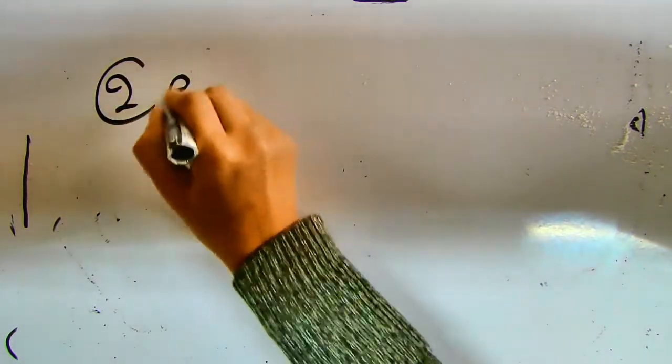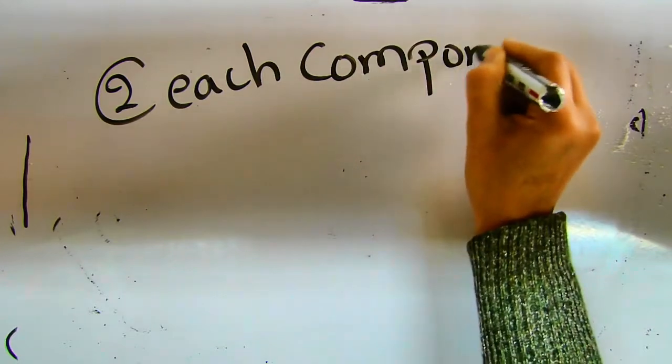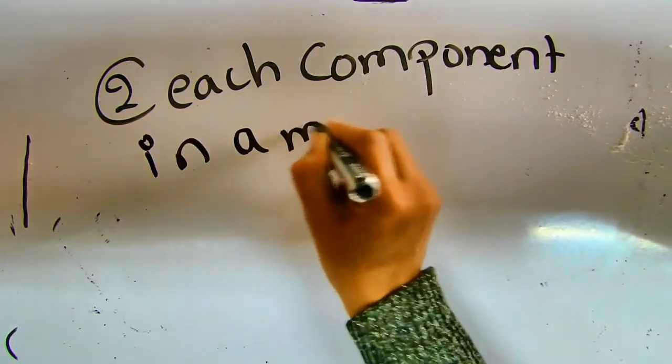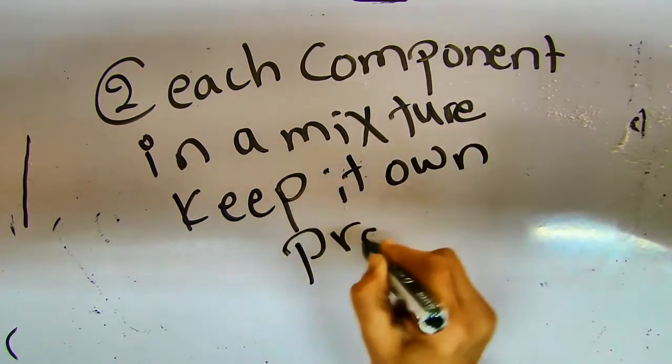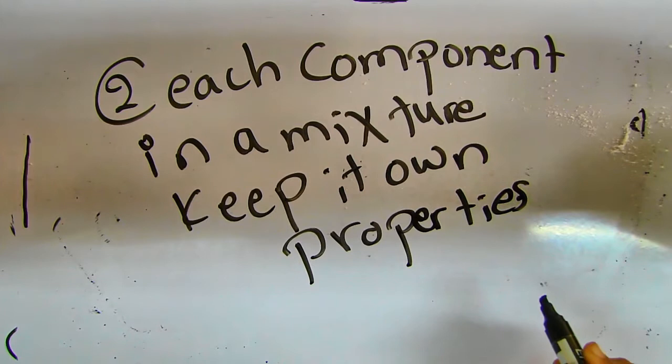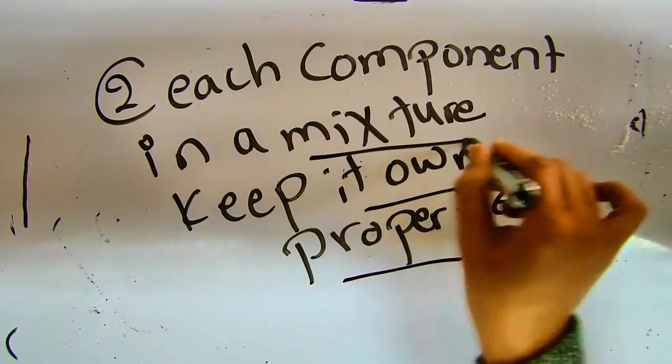The second property is that each component in a mixture keeps its own property. So the property of the mixture is the same as the property of its components. I mean, if you want to make salad and you cut the tomato or cucumber or cabbage, after you cut it, you can eat it. You have the same property. They don't change in their property. That means each component in the mixture keeps its own property. Even if you cut it or mix it together, you still have the same taste.